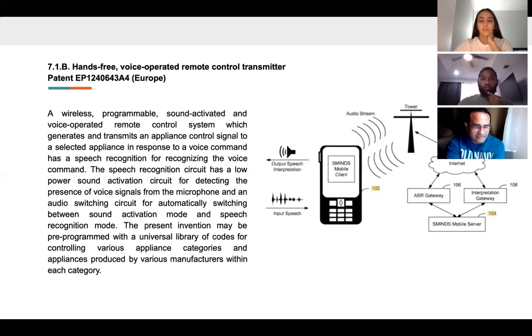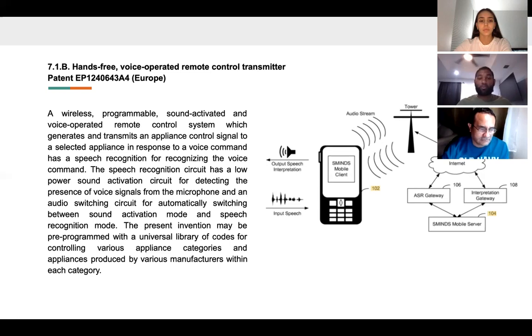The other patent that we saw was a hands-free voice operated remote control transmitter. This was in Europe, and this is a wireless programmable sound activated and voice operated remote control system which generates and transmits an appliance control signal to a selected appliance in response to a voice command, and has a speech recognition circuit for recognizing the voice command. The speech recognition circuit has a low power sound activation circuit for detecting the presence of voice signals from a microphone, and an audio switching circuit for automatically switching between sound activation mode and speech recognition mode.